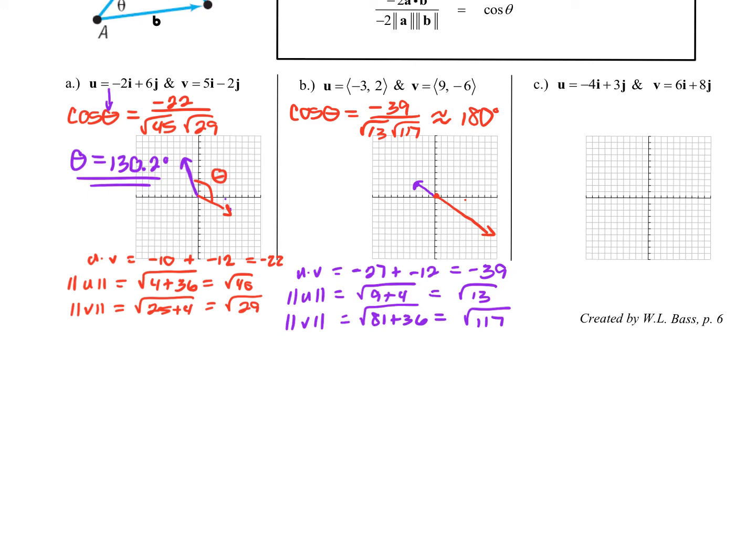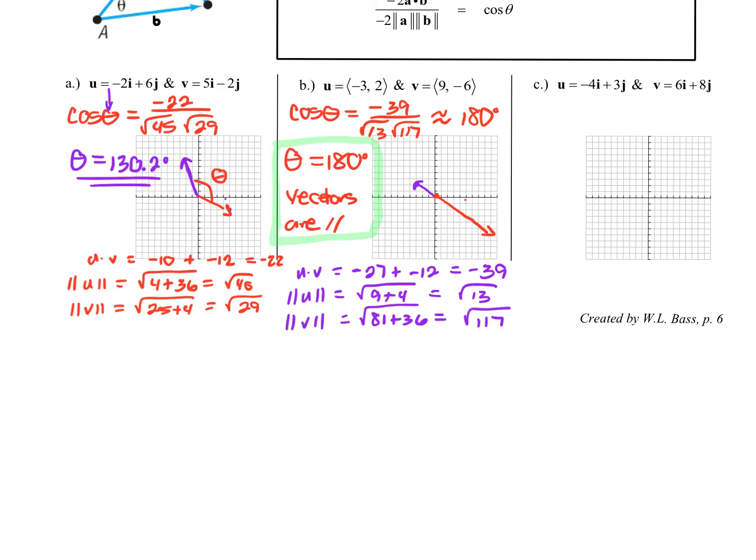And what it looks like is that these two vectors are going in exactly opposite directions. When that happens, if your theta equals 180 degrees, then you will say that the vectors are parallel. Okay, so that's an important answer here. So when you get a 180, you will say that the vectors are parallel.